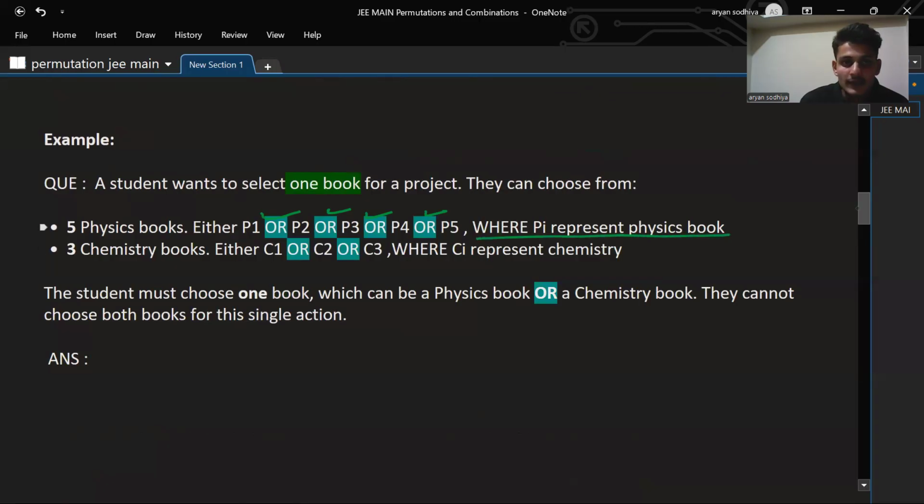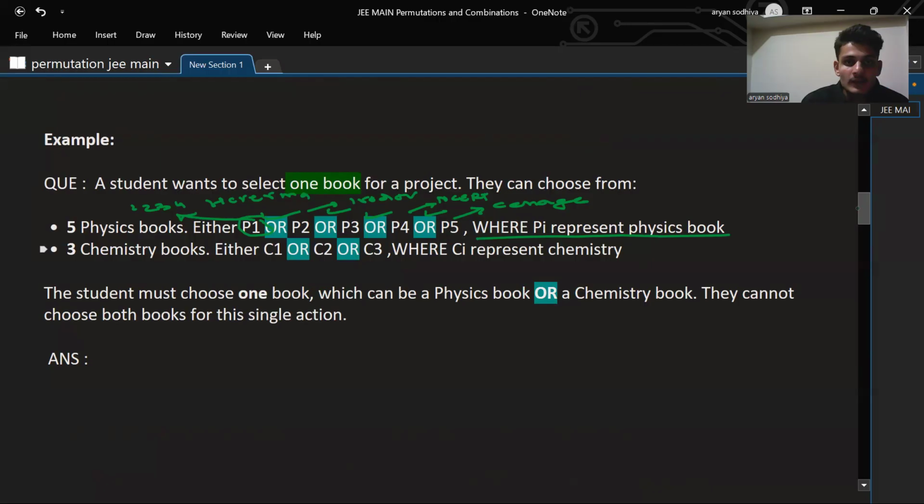These are physics books like Physics 1. Let's say this is SC Verma. This is Irodov. This is Singh. This is NCERT. So they are different books, okay? Five books. And let's say this is one, two, three, four, five different physics books.